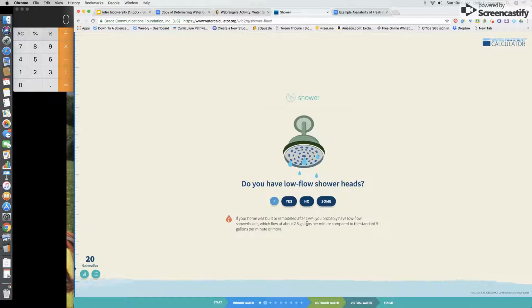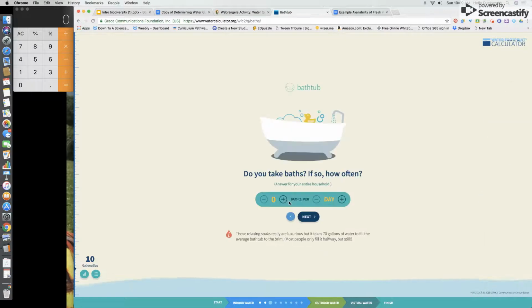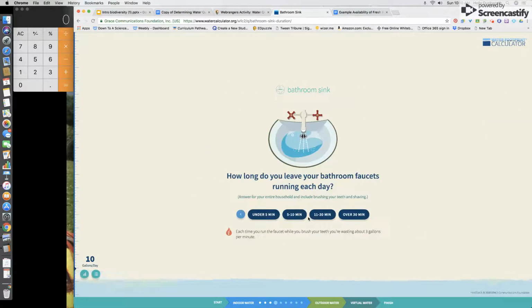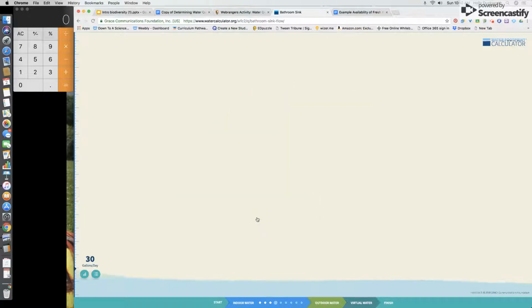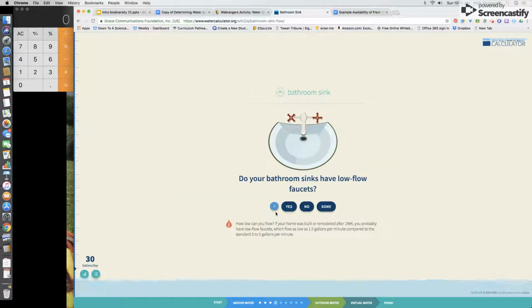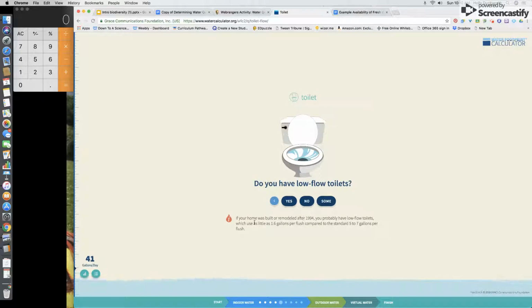My house was built in the 1980s, but we have completely taken out all of the shower heads and sink faucets and replaced them, so I do know that they are low flow, and all that was done within the last couple of years. Again, read these little bits of information. It tells you how many gallons of water is wasted by leaving the faucet on in different circumstances. Do you have sinks and low flow faucets? No, I don't do that. This is good information.